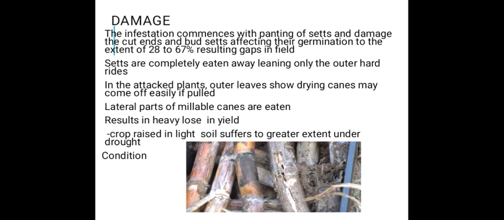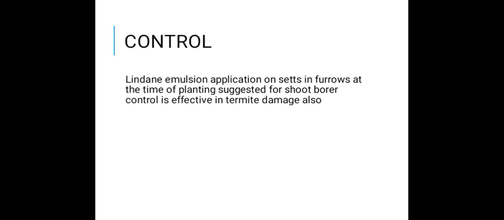Outer leaves show drying, and canes may come off easily if pulled. Lateral parts of millable canes are eaten, resulting in heavy loss in yield. Crop raised in light soil suffers to a greater extent under drought condition. Control: lindane emulsion application on sets and furrows at the time of planting is effective.